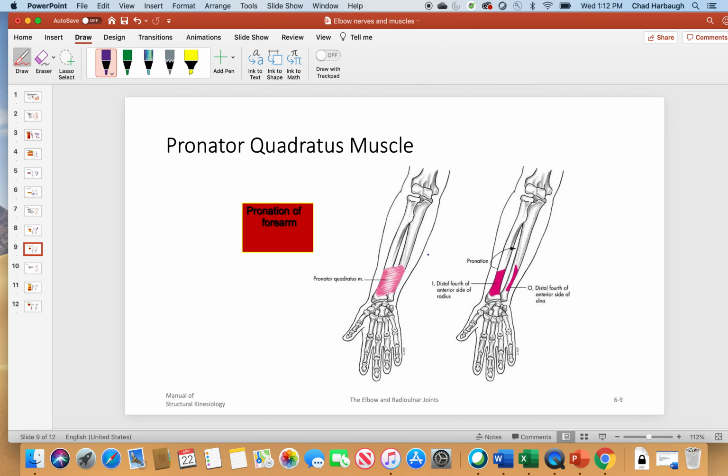And then again, pronator quadratus, we go a little bit more distally. So the origin is going to be on the distal and anterior side of the ulna, and it's going to insert on the anterior side of the radius. Its job is to move the radius on the distal side, or provide rotation more distally for pronation.